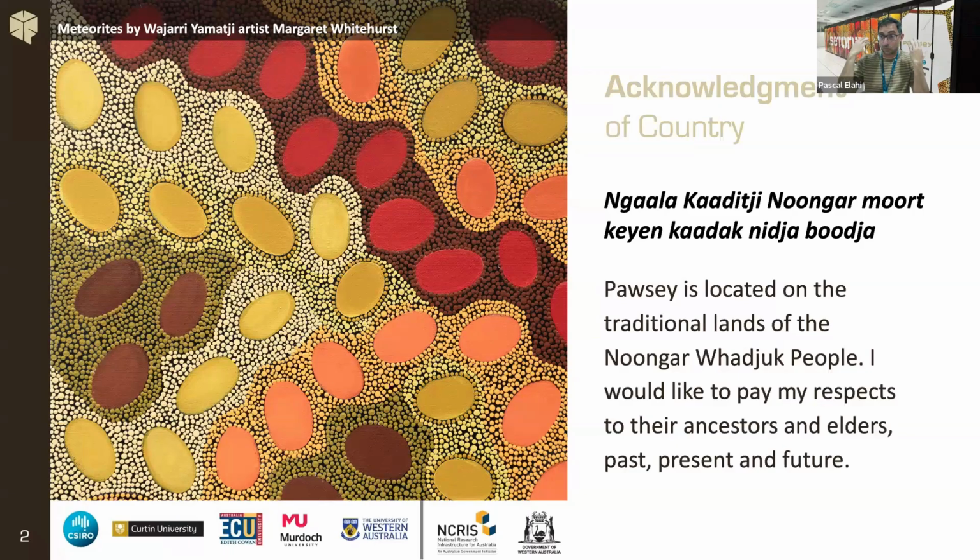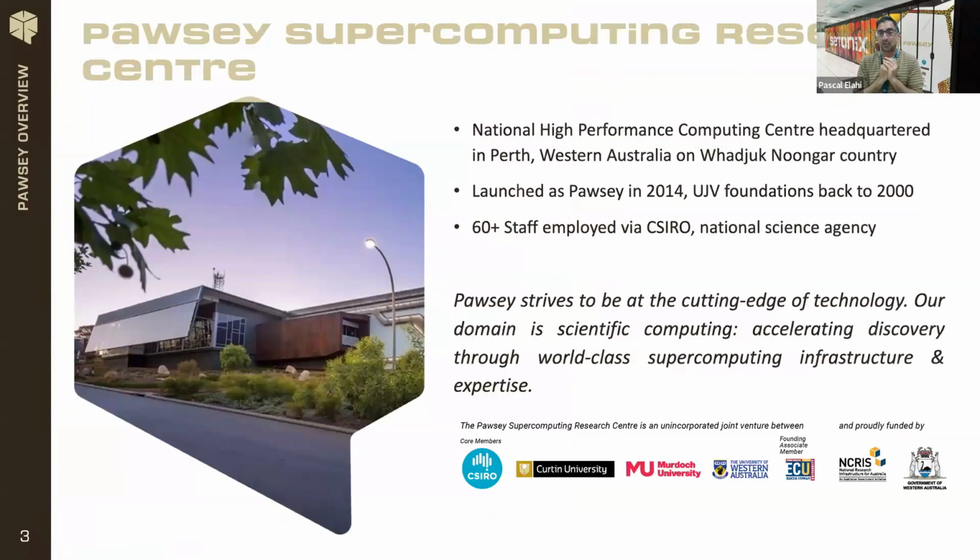But this is principally the primary focus of Pawsey, this type of supercomputing. So Pawsey is actually Australia's national high performance computing center. It's the largest supercomputing center for research. So we are research oriented and we strive to be at the cutting edge of technology, and our domain is scientific computing, right? So we are a research organization, but we also try to help universities and researchers do novel science and providing world-class supercomputing infrastructure and expertise. But the big thing is we also try to be at the cutting edge of technology. And that's where quantum computing comes in.